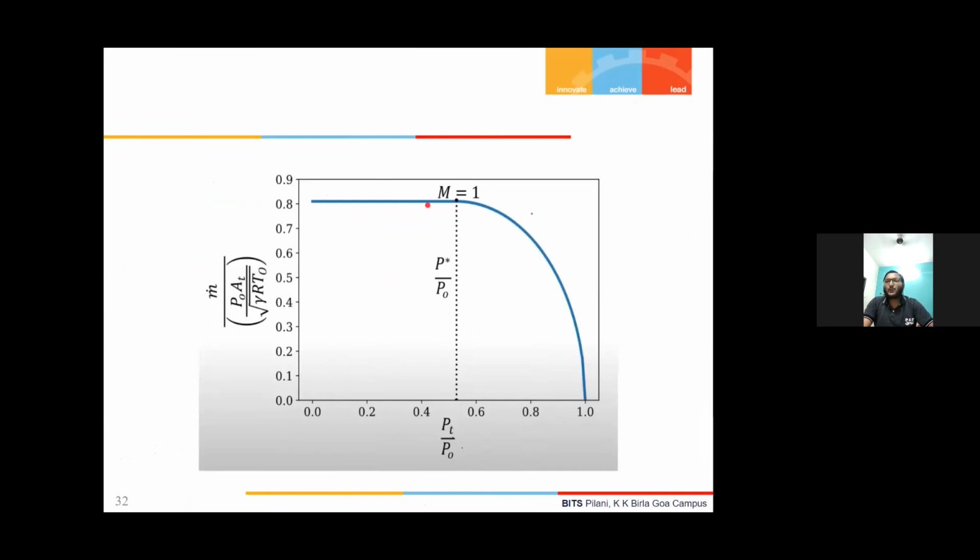When the mass flow rate becomes constant, any further change in the stagnation pressure or any of the properties does not cause any change in the mass flow rate. In the graph, we can see the normalized mass flow rate against the pressure ratio. On increasing P naught, the normalized mass flow rate increases, but after reaching Mach number equal to 1, there is no change and the normalized mass flow rate becomes constant.